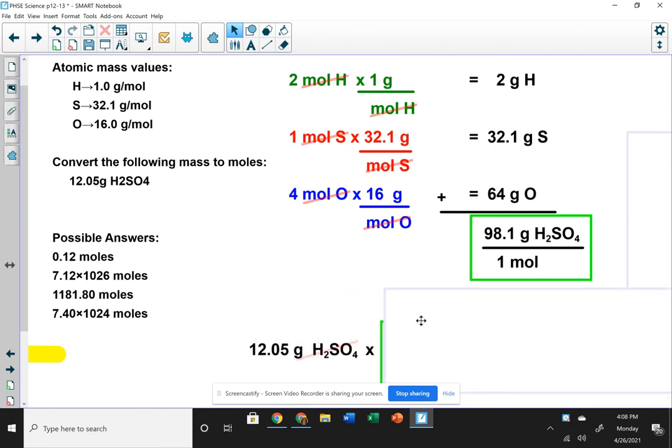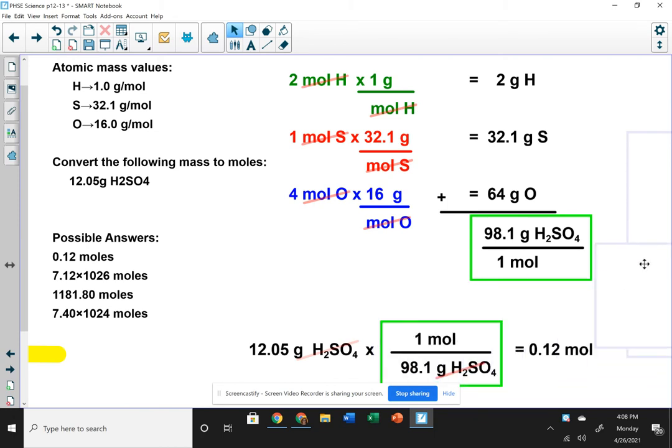Now, how do I figure out what 12.05 grams is? I start out with my 12.05 grams of sulfuric acid, and I multiply by my conversion here. 1 mole is 98.1 grams. I cancel my sulfuric acid, and I get 0.12 moles.